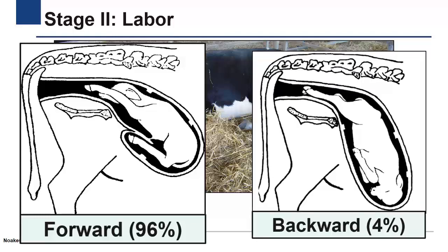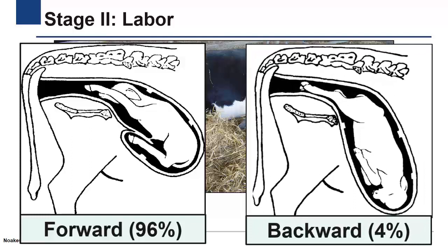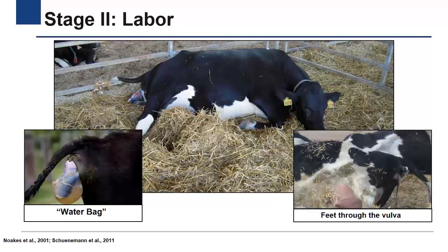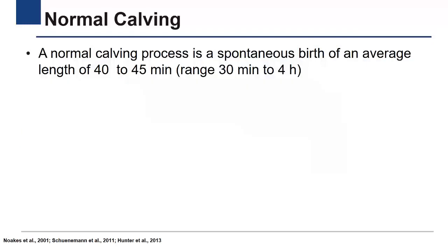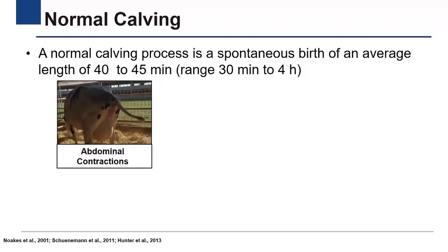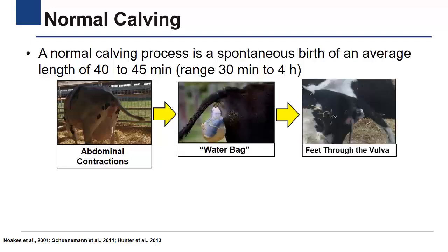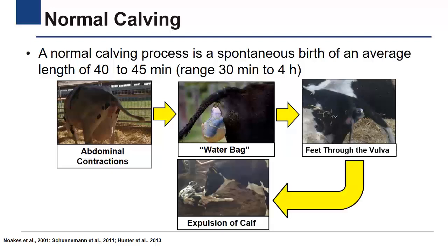On the other hand, the backward presentation is less common, occurring in 4% of the cases, where the 2 rear legs of the calf appear first through the vulva. Regardless, the appearance of either the water bag or the feet of the calf through the vulva are considered to be time zero of the second stage of parturition. A normal parturition process is a spontaneous process that gradually progresses from the appearance of the abdominal contractions to the appearance of the water bag or the feet of the calf through the vulva, then the calf's nose, and so on, until the calf is totally expelled.